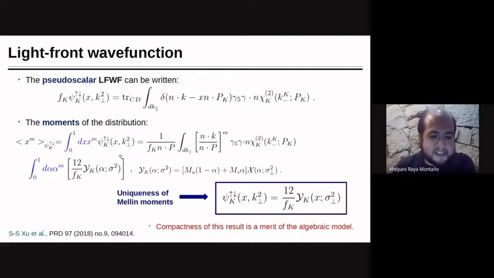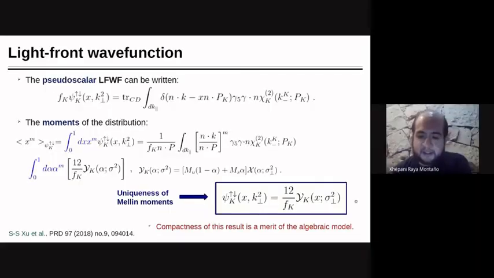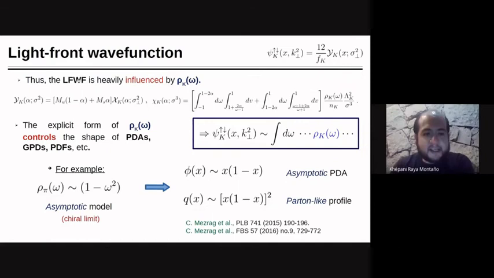Now, because of the uniqueness of the Mellin moment, we can relate this term in brackets with the light front wave function and get this. This compactness of the result is a merit of the algebraic model, and you can check, for instance, this reference. The light front wave function should be very influenced by the form of the rho. In particular, we have this kind of dependence.